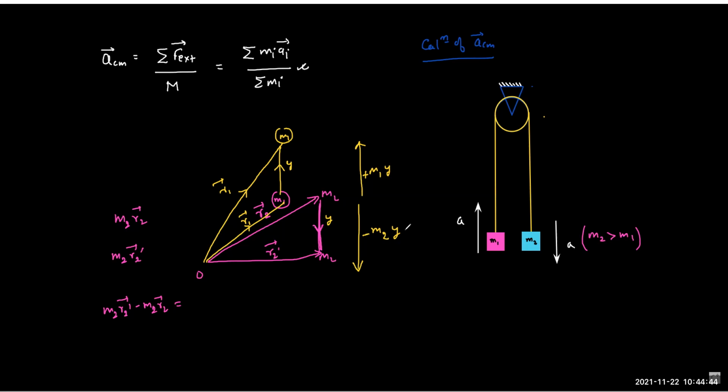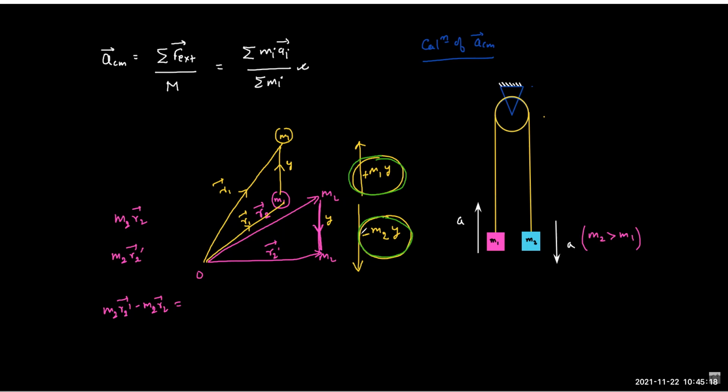Now you tell me which mass moment shift is dominating here, this or this? That's the first question. Which shift is dominating? Is M1Y bigger in value or M2Y bigger in value? Both are the same Y. So definitely it's M2Y, because M2 is heavier than M1. Because M2 is bigger than M1, the shift downward dominates and the shift upward is lesser than that.